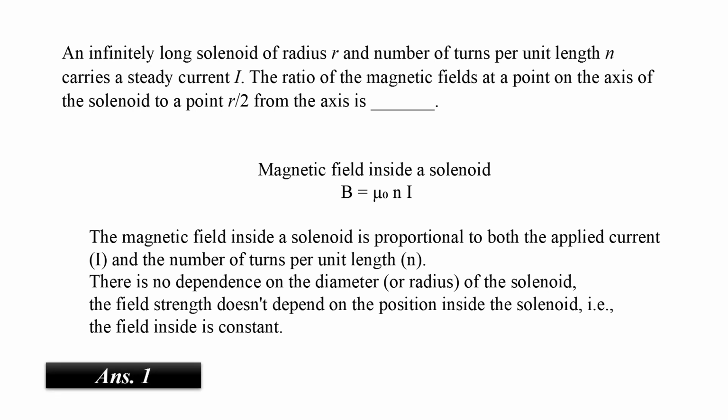So the ratio of magnetic fields at a point on the axis of solenoid to a point r by 2 from the axis is 1 because it is a constant field. So the answer is 1.